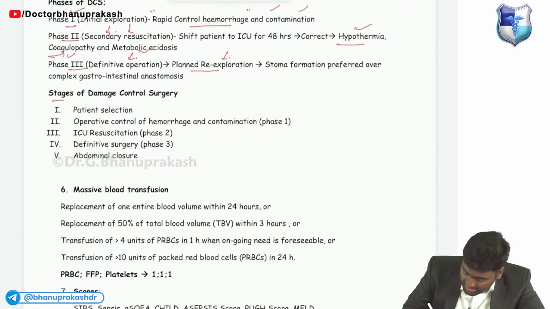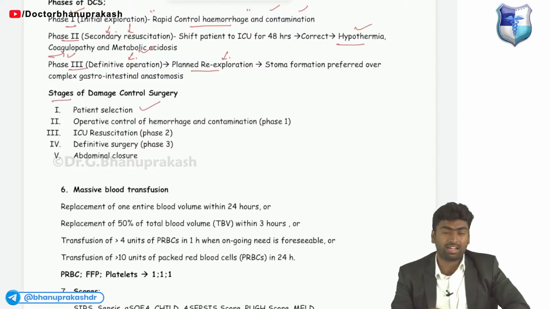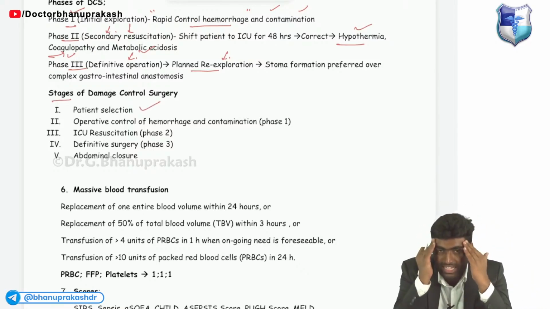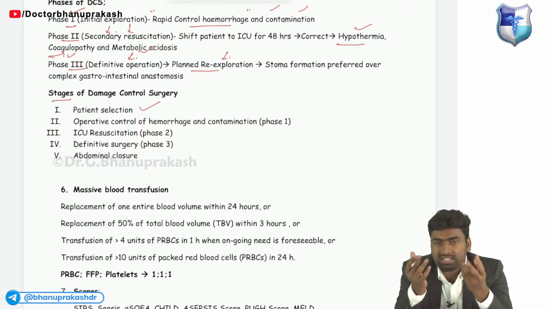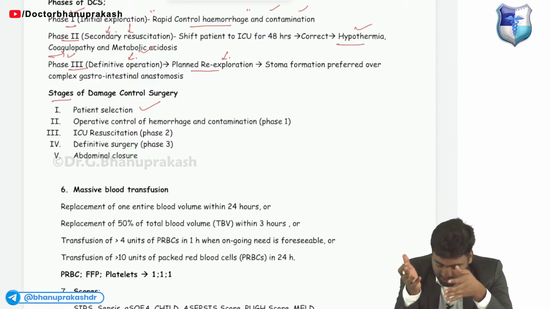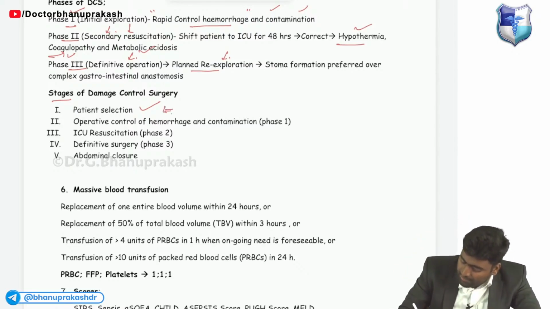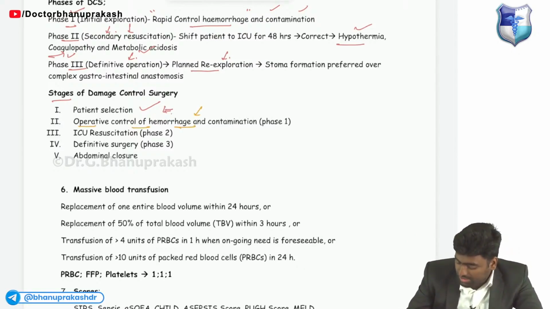Next about the stages. First, you need to know to whom it is selected. You cannot just go and select. If it is a head trauma patient, there is no way related to this. So, for someone having just a single injury, you cannot go for damage control surgery. So, you should select the optimal patient. Then you should bring them to the OT and you need to control the hemorrhage. That is phase 1, which is done in the case of stage 2. Whereas in stage 3, we do ICU resuscitation, which is phase 2.